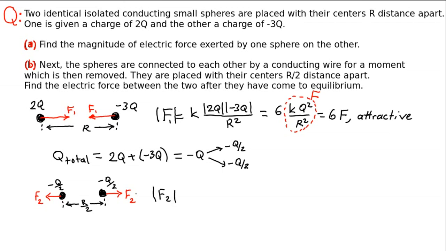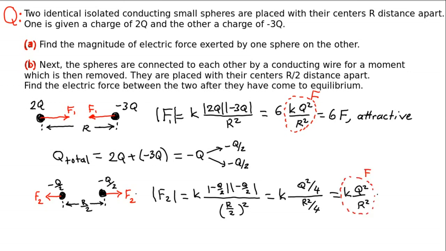Magnitude of F2 equals k times the modulus of negative q over 2 times the modulus of negative q over 2, divided by the distance, which is now r over 2, so r over 2 square. After simplification, we have k times q square over 4, since 2 times 2 is 4, and then r square over 4. That simplifies to kq square over r square.